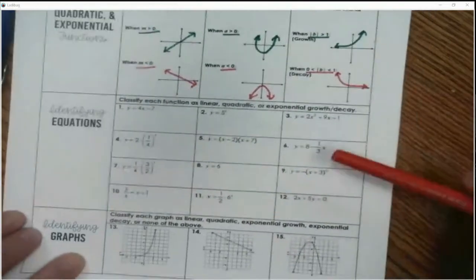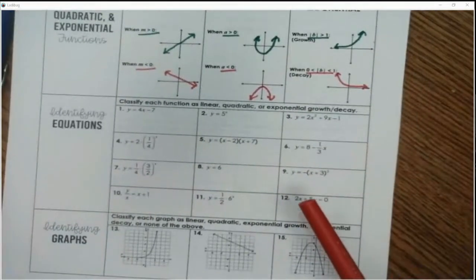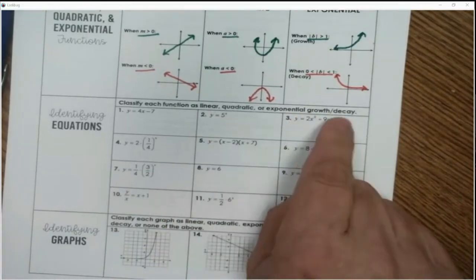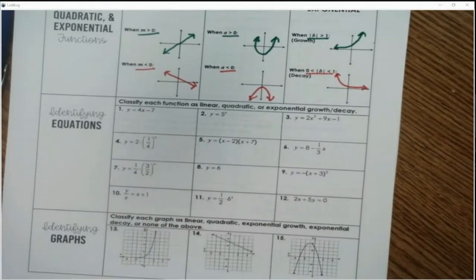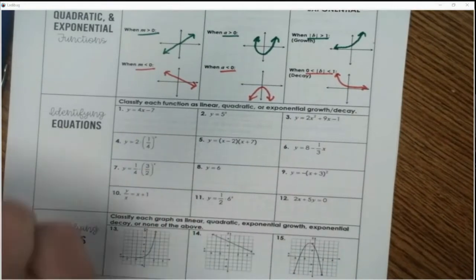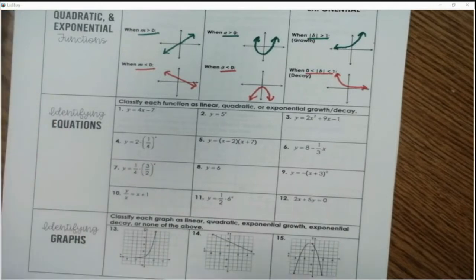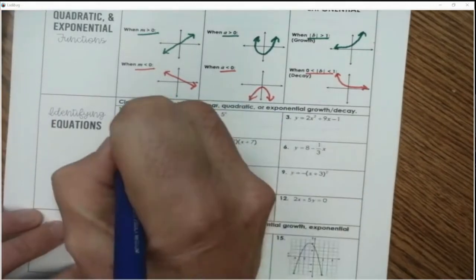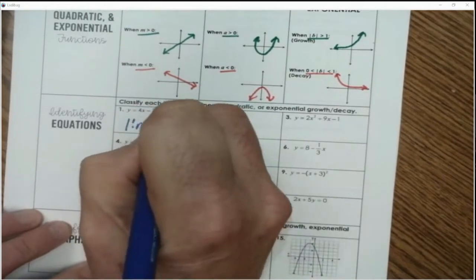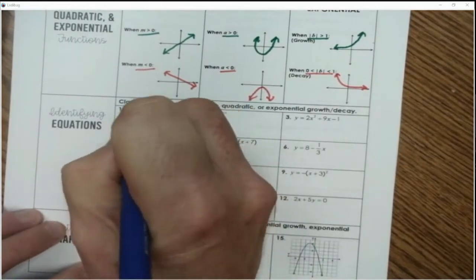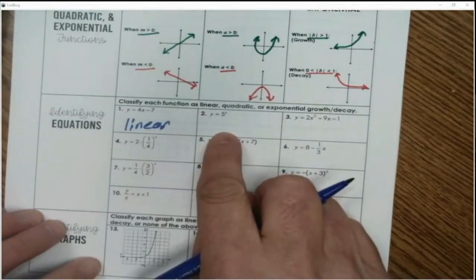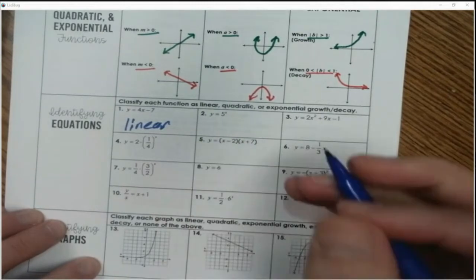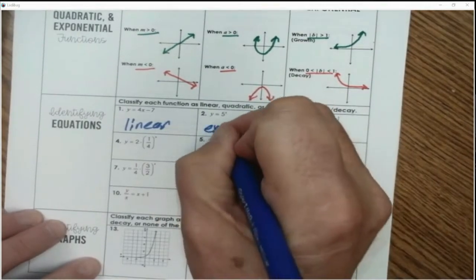Okay, we won't do many of these. Let's just look at a few of them. Let's classify as linear, quadratic, or exponential growth or decay. Let's start with number 1. What is that? Linear. Yeah, we just have an x in there, 4x, so that's linear. How about number 2? Y equals 5 to the power of x. It's exponential growth.